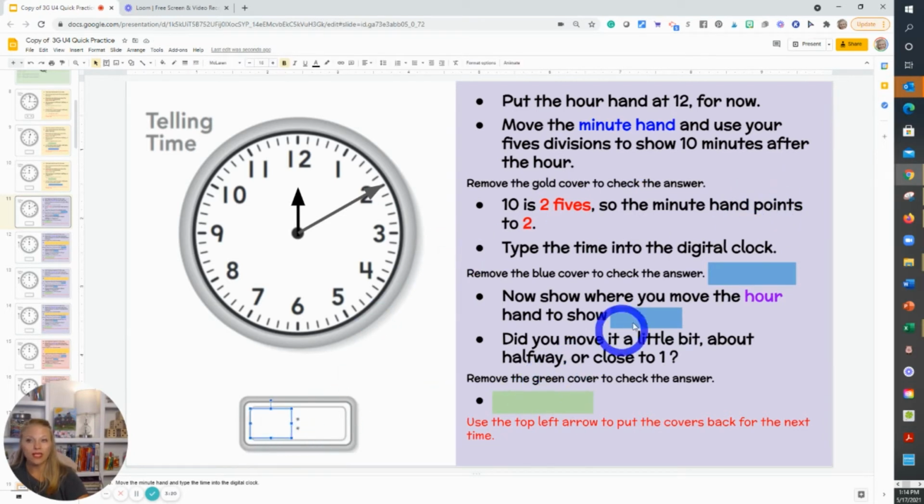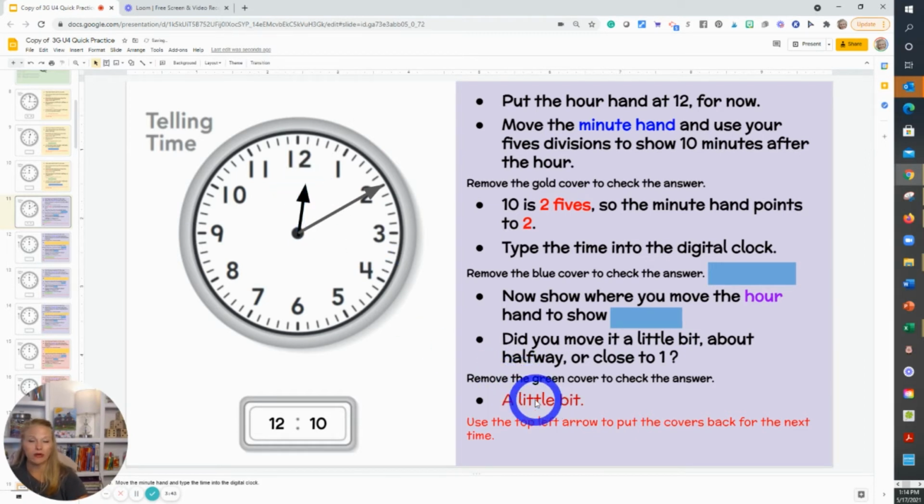Boys and girls, what time is it? Class, 12:10. We would type the time. Boys and girls, now show where you would move the hour hand. Would you move it a little bit, about halfway between 12 and 1, or closer to 1 o'clock? Boys and girls, or to the number 1. Class, what I would do is move it a little bit.